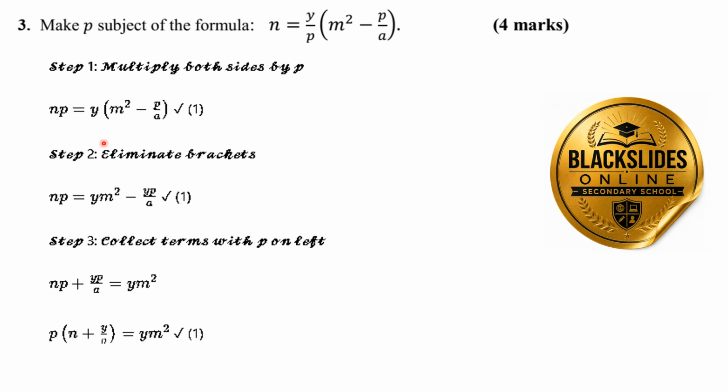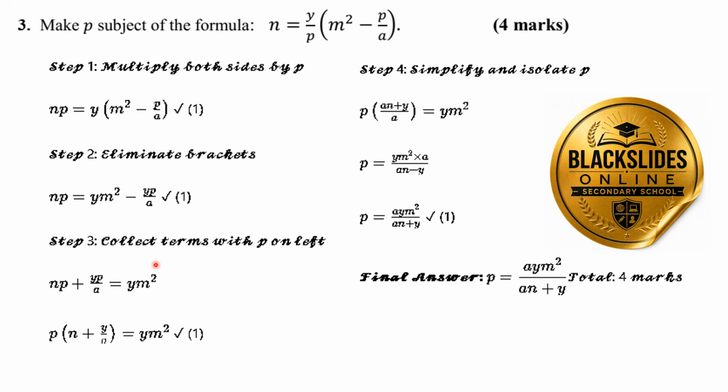So what we've done here is what I've already explained. Just go through the example a number of times, and you get p as aym squared over an plus y, giving us a total of 4 marks. Look up for the allocation of marks.